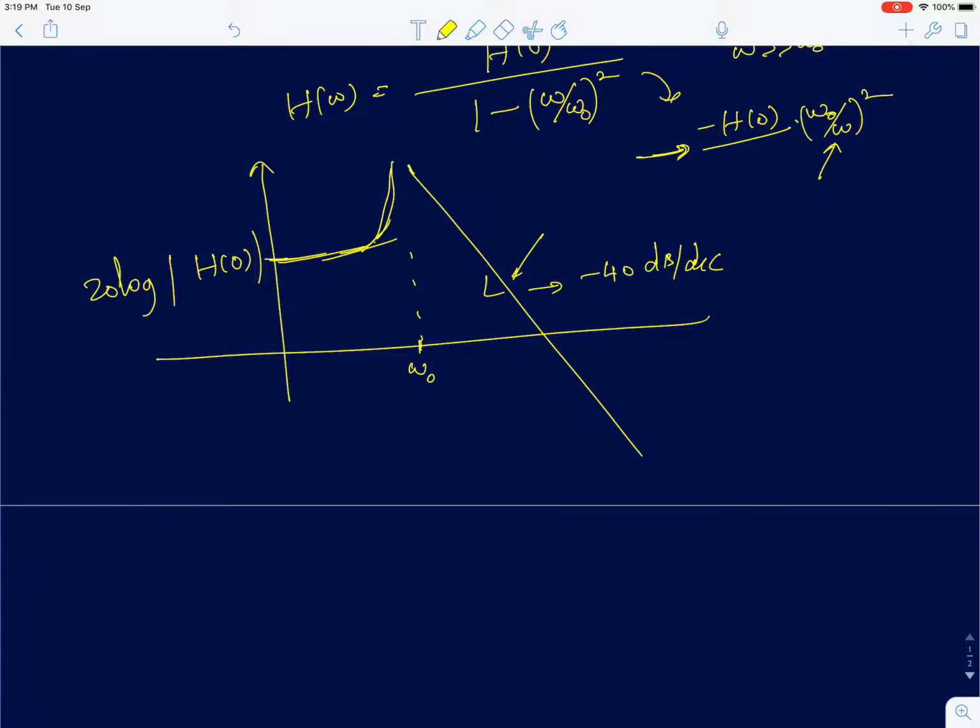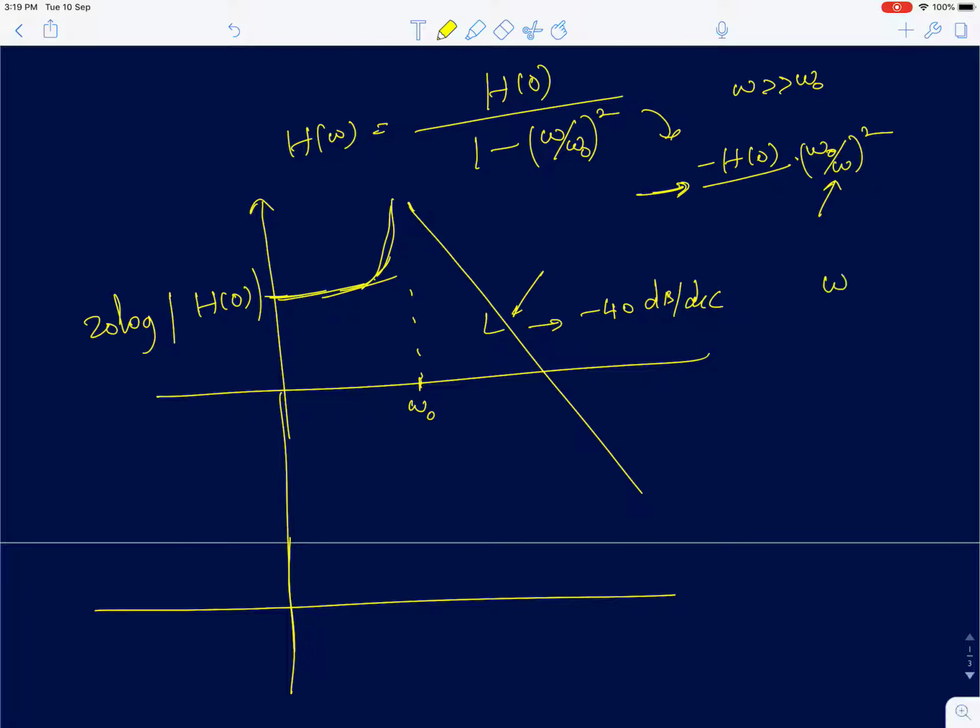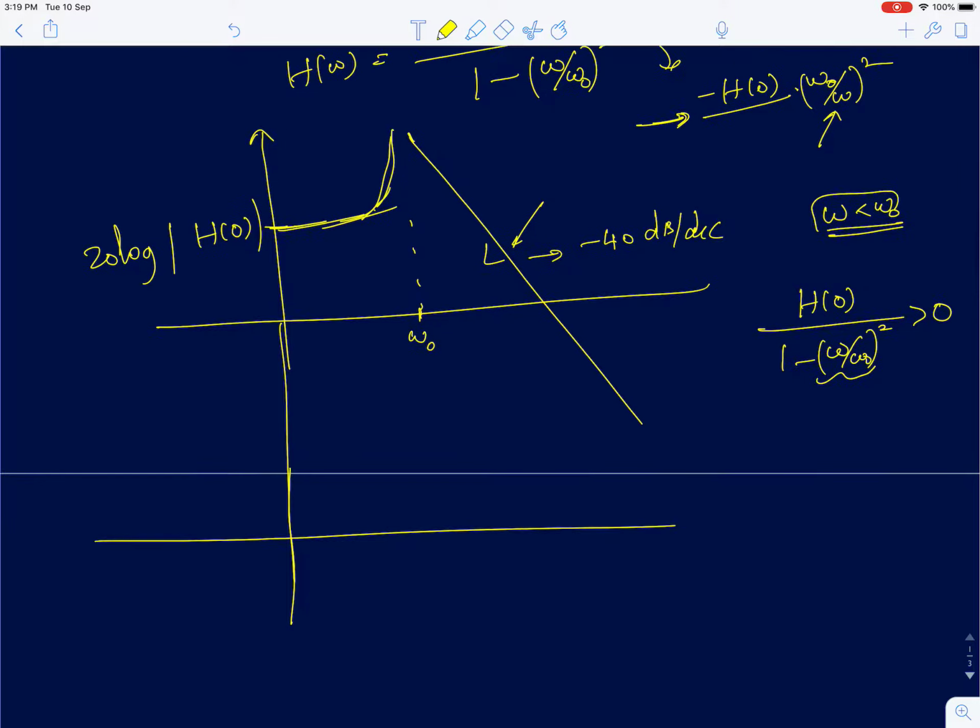The phase response is quite interesting. For any value of omega less than omega naught, h of 0 by 1 minus omega by omega naught the whole square is actually a real function. It's not a complex number, it's a real number. For omega less than omega naught, the squared term will be less than 1, so the denominator overall will be greater than 0. So the phase will always be 0 degrees.